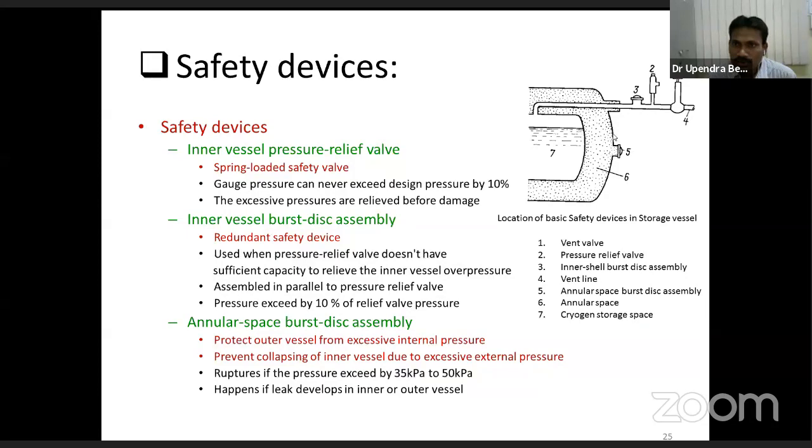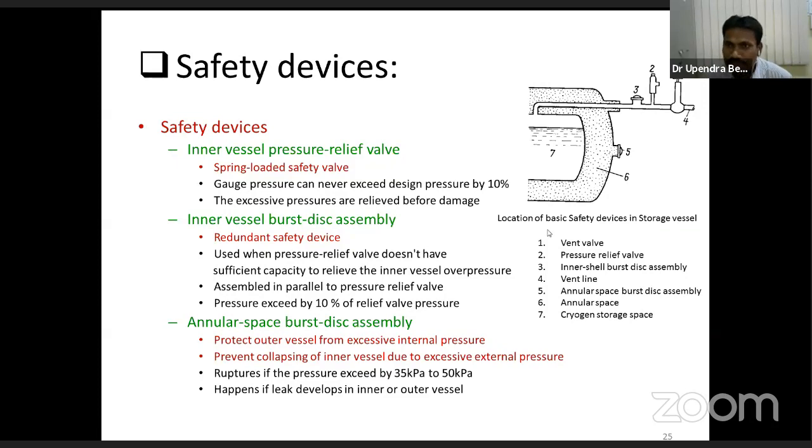And so this interspace is provided with the bursting disc. The outer vessel is provided with another burst disc assembly, and that helps prevent the collapse of the inner vessel due to the excessive internal pressure. If excessive internal pressure comes, there is collapsing of the inner vessel and also the outer vessel. So you have the ruptured disc, which has a set value within 35 kilopascal to 50 kilopascal, that is of the order of 0.35 bar to 0.5 bar.